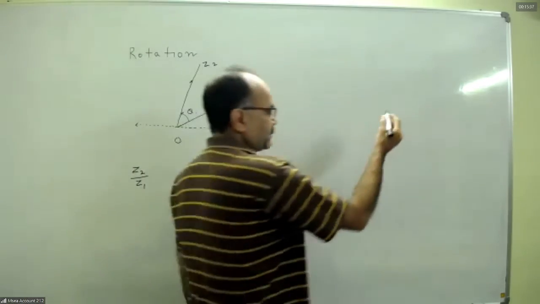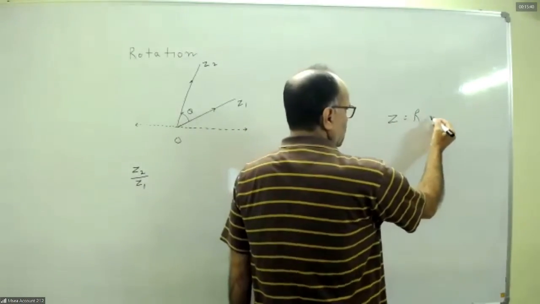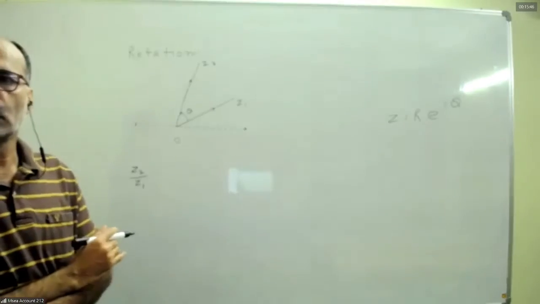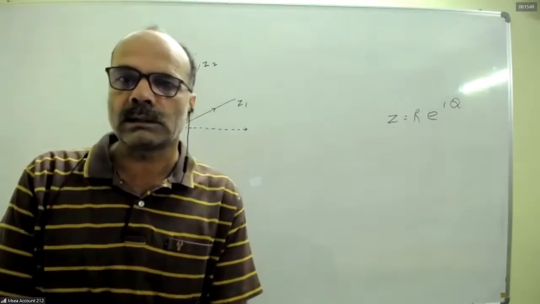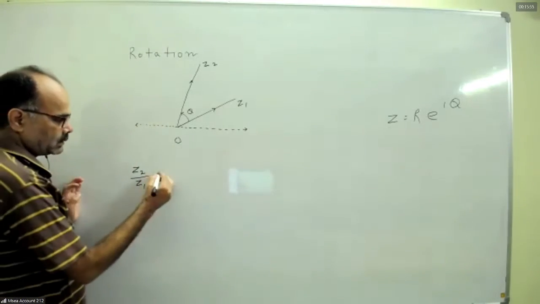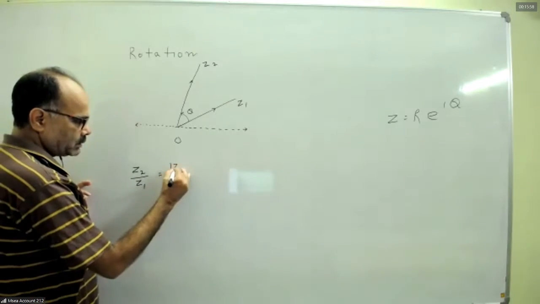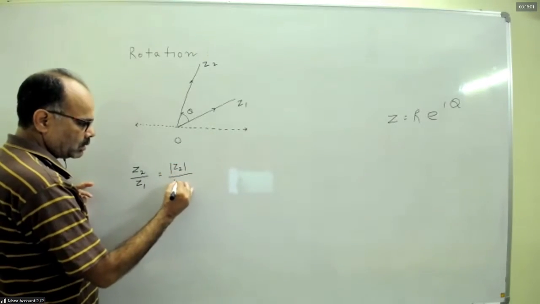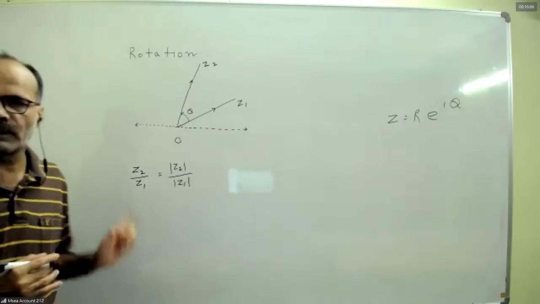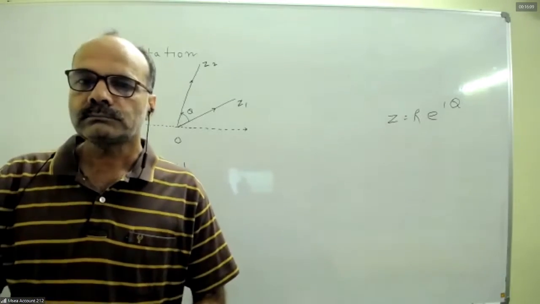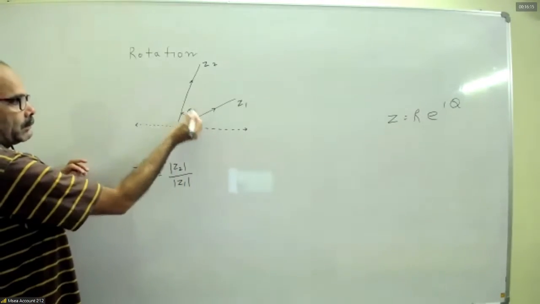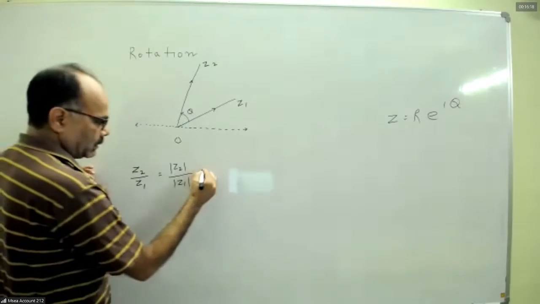Any complex number Z we can write in the form of R into e to the power I theta, where R is magnitude, theta is argument. So Z2 by Z1 is a complex number. Its magnitude is mod of Z2 by mod of Z1. Now its argument will be argument of Z2 minus argument of Z1. So this angle minus this angle, that is theta.